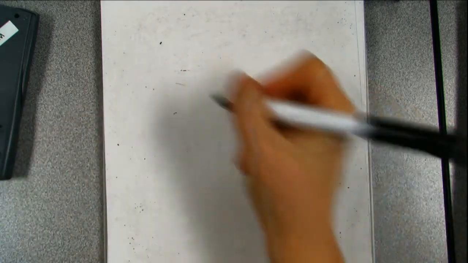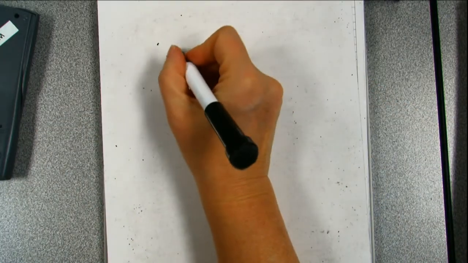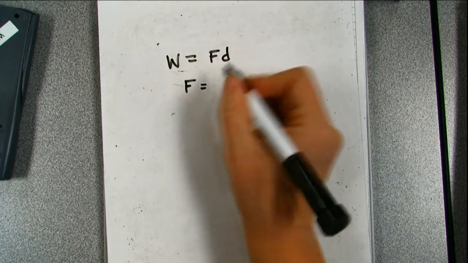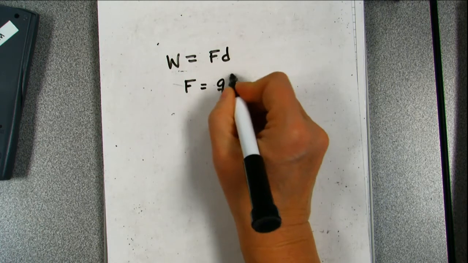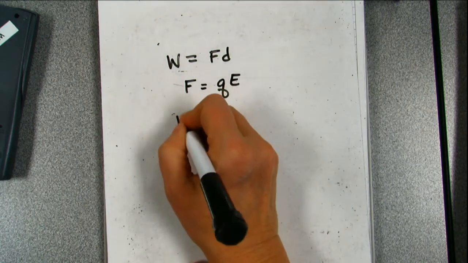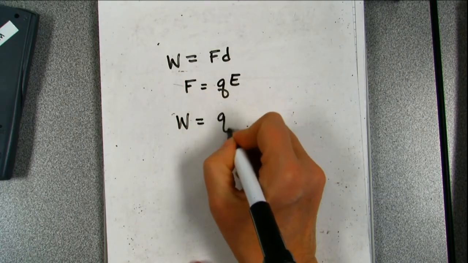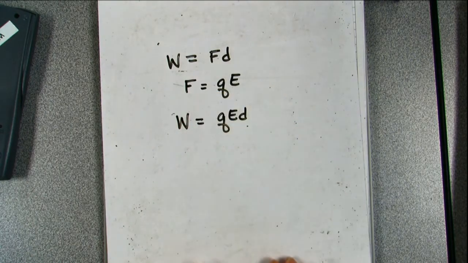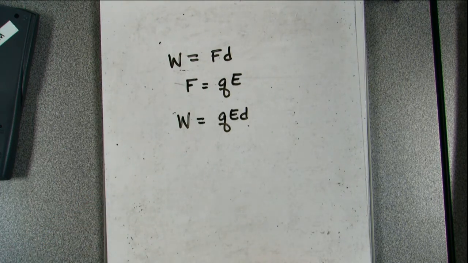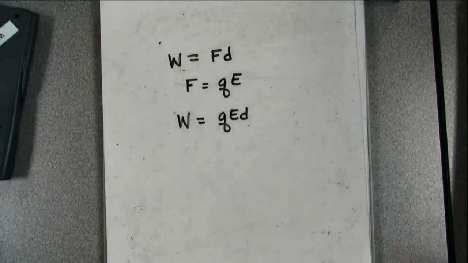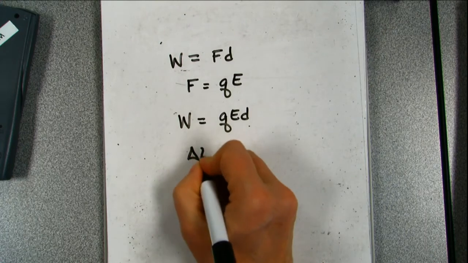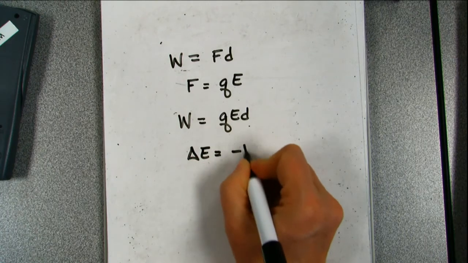So back to what we're doing. So work is equal to force times distance. We know that force in the case of our charge is QE, right? So now the work that I'm going to do is going to be QED. So I've got QED, so I can actually do that work. And remember that we talked about the change in energy being equal to the opposite of the work.